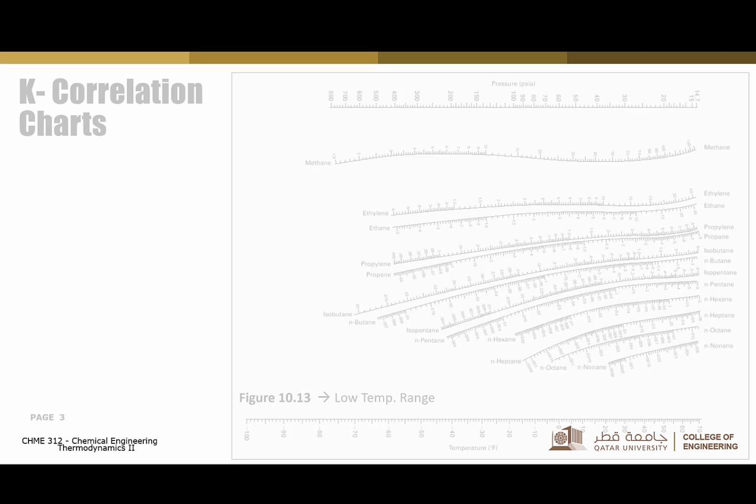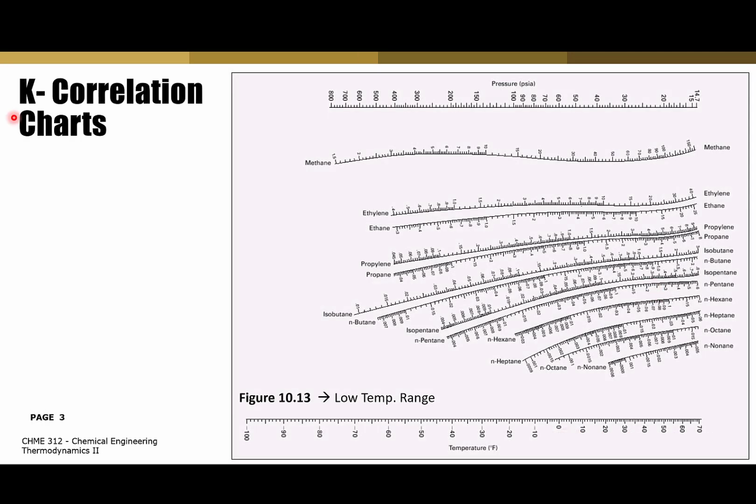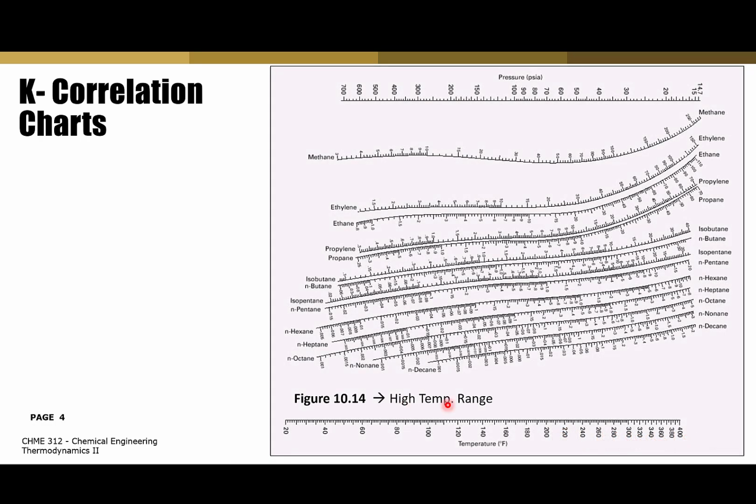All right. Here we see the K correlation charts. On the top here is the pressure in psi absolute. On the bottom we have the temperature. And this is figure 10.13, highlighting the lower temperature range. So we have two charts, this one and then this one. This is the high temperature range.